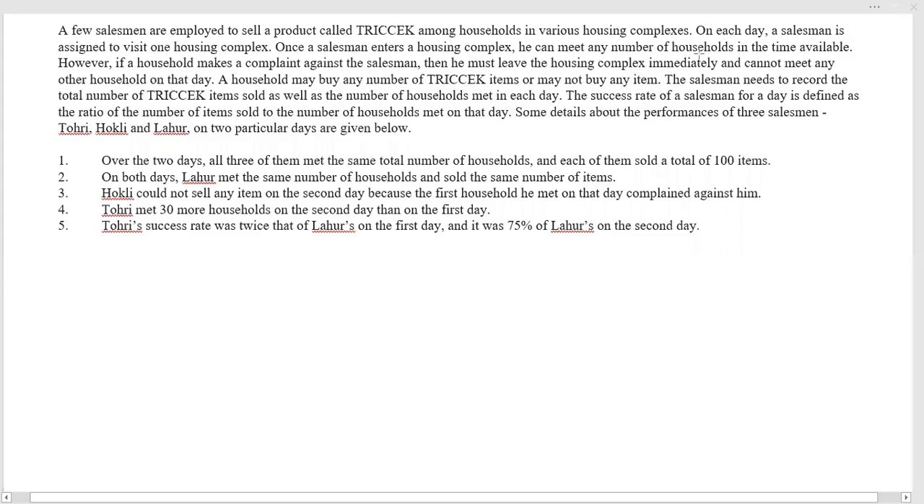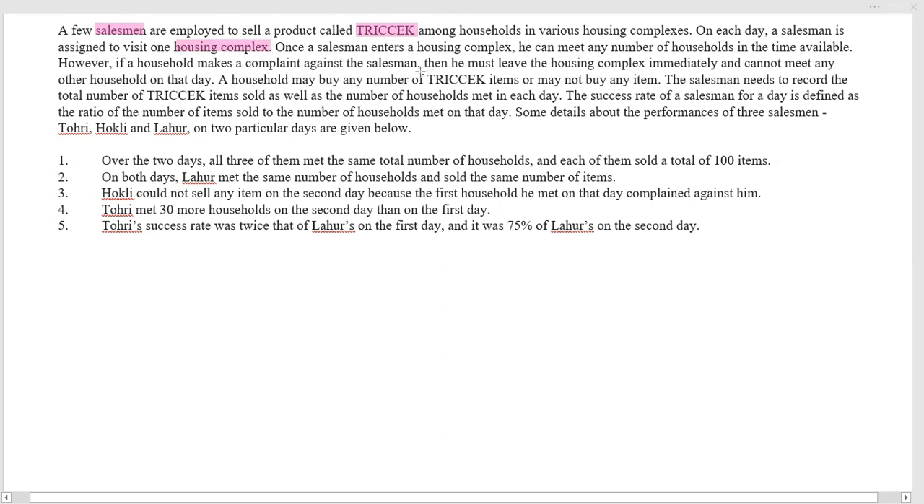This is one set we can see which appeared in CAT 2022 in slot 2. Wherever the entire information we need to understand, we need to form the proper table so that all the information can be taken together and we can respond accordingly. We can call it a type of puzzle, and here it is a salesman selling an item. It is a salesman selling one product named Trick, and it is sold in different housing complexes.